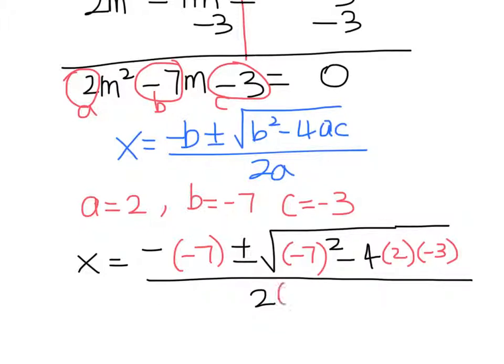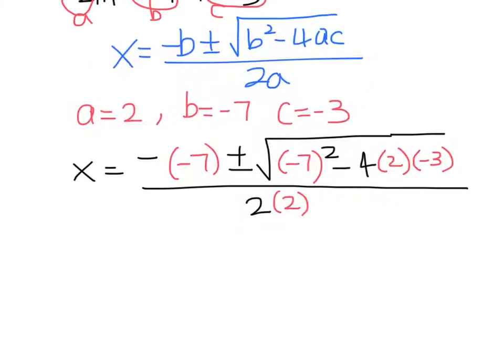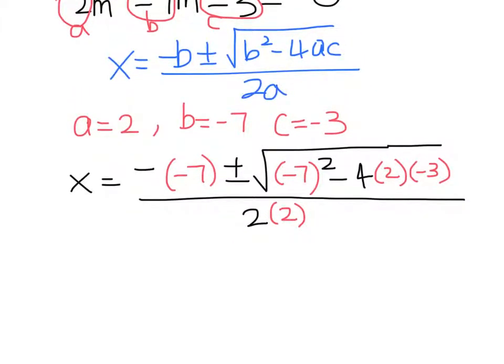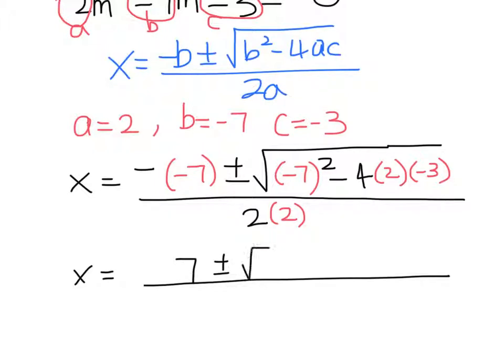And this is all over 2a, and a is 2. I've noticed that a lot of people forget the denominator. Don't do that. Make sure that you have that down as well. All right, now let's simplify. I keep telling you that the easiest way to do this is to do the front and the bottom part first, because that's easy. 2 negatives make a positive, so I'm going to put positive 7, then plus or minus the square root, and we'll deal with the square root a little bit later. Let's look at the denominator. 2 times 2 is 4, so I'm going to put 4 over here.